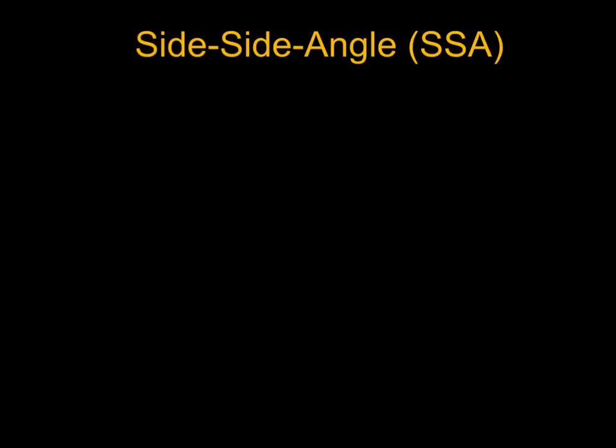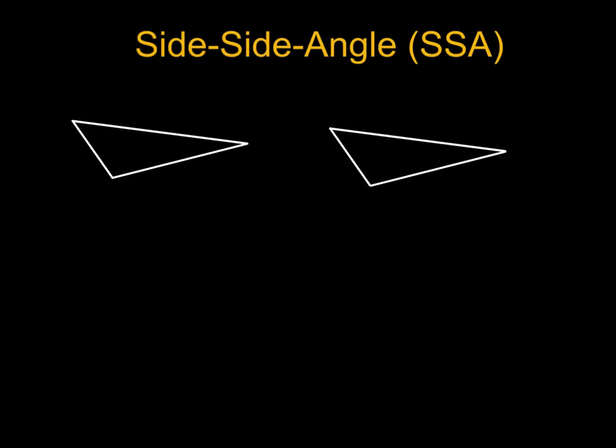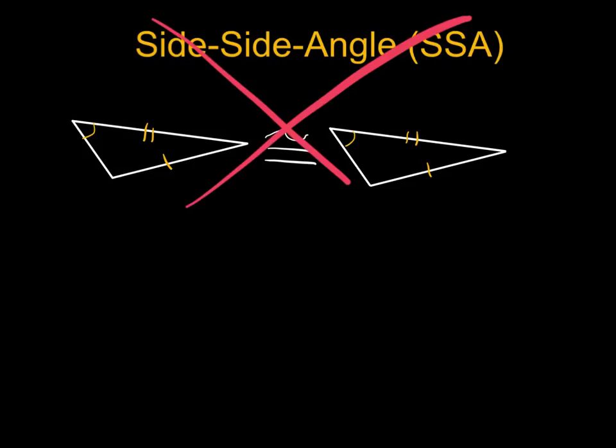If side-side angle were a congruence condition, it would go something like this. If two triangles have a pair of congruent sides, a second pair of congruent sides, and a pair of corresponding non-included angles that are congruent, then the triangles themselves are congruent. But in Math Task 1, you should have shown that side-side angle does not hold as a general congruence condition, so this is false, it doesn't work.